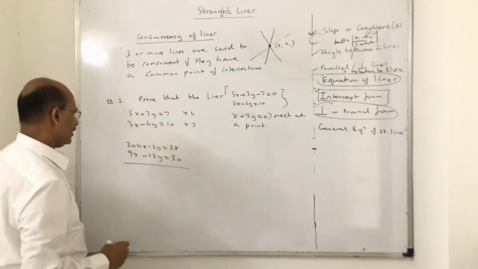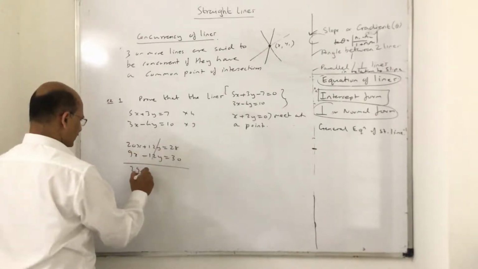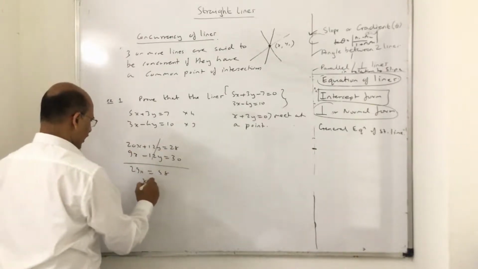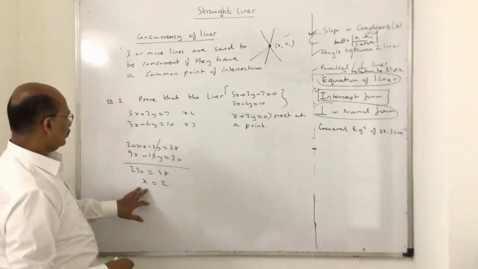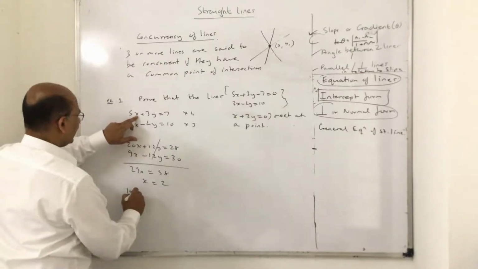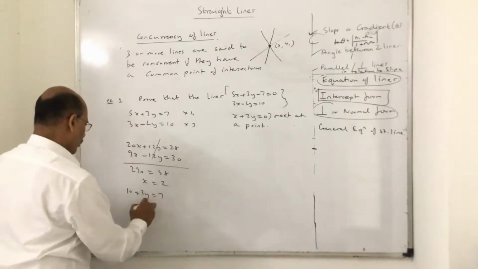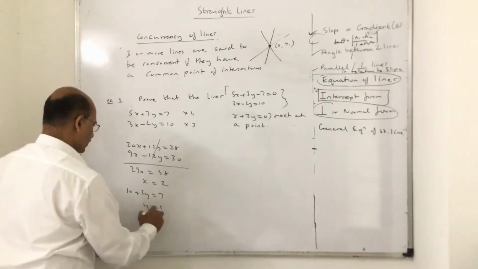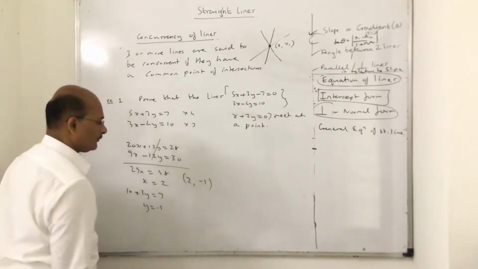Now see what happens in this case. The y terms will get cancelled. 29x equals 58, so x is nothing but 2. Take this 2 and put it in the equation now. Any equation you can put. So 5 2s are 10, plus 3y is equal to 7. So y will be equal to minus 1. So I got the x value as 2 and the y value as minus 1.